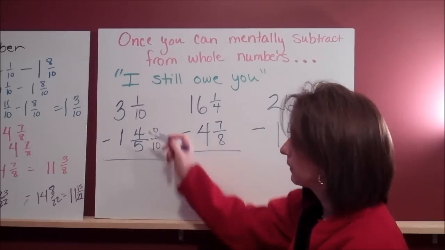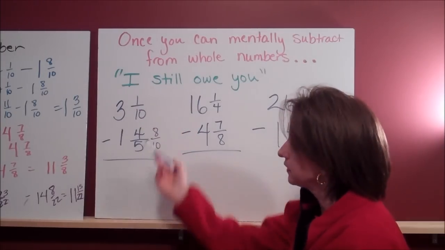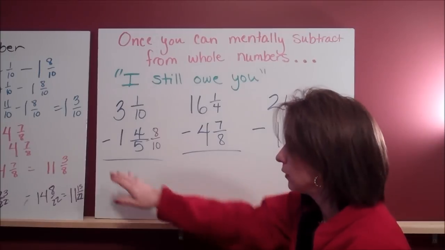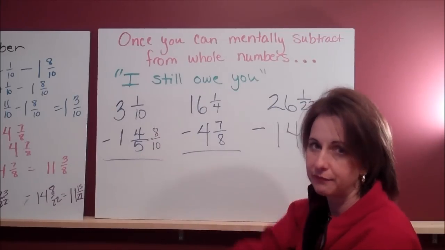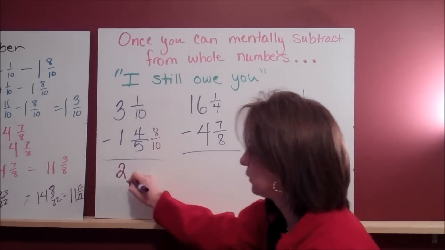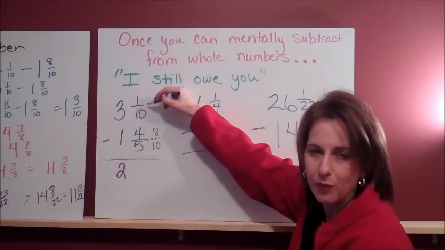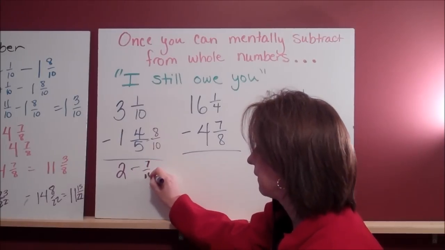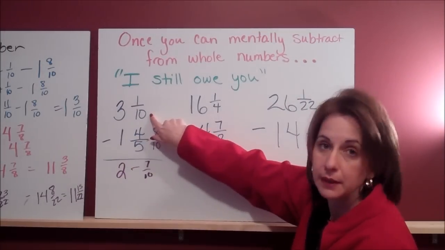And now if you look at the problem, it says 1/10 minus 8/10 and 3 minus 1. Well, boys and girls, this is like having 3 wholes and 1 fraction piece, and you owe someone 1 whole and 8 fraction pieces. So out of necessity to the person that you owe, you say, okay, I will give you 3 minus 1 is 2. And 1/10 minus 8/10 means I still owe you 7/10.